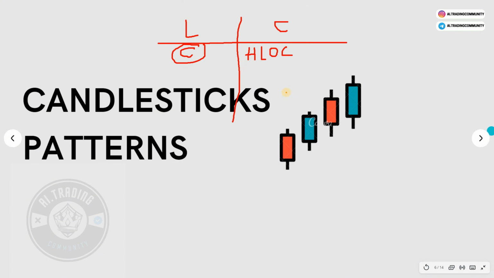So we are depending on candlesticks for the main reason that we have four data there. We are not depending on a line chart because we have only one data. A candlestick gives us the high, low, close, and open.